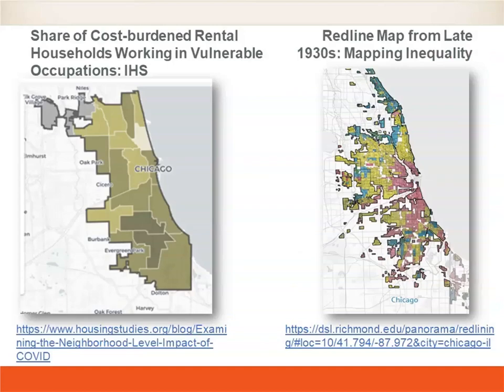I want to point out here, revisiting this map that the Institute for Housing Studies at DePaul did. This is not an exact science, nor is this intended to be, but if you look closely at the darker shaded neighborhoods, which, as a reminder, are the neighborhoods primarily with people of color in Chicago, they have a higher share of the rent-burdened households working in COVID vulnerable occupations. You can see the overlap in some of those areas in the 1930s map, those red-lined areas in the South and Southwest, where folks were denied mortgages based on the percentage of people of color in those neighborhoods.